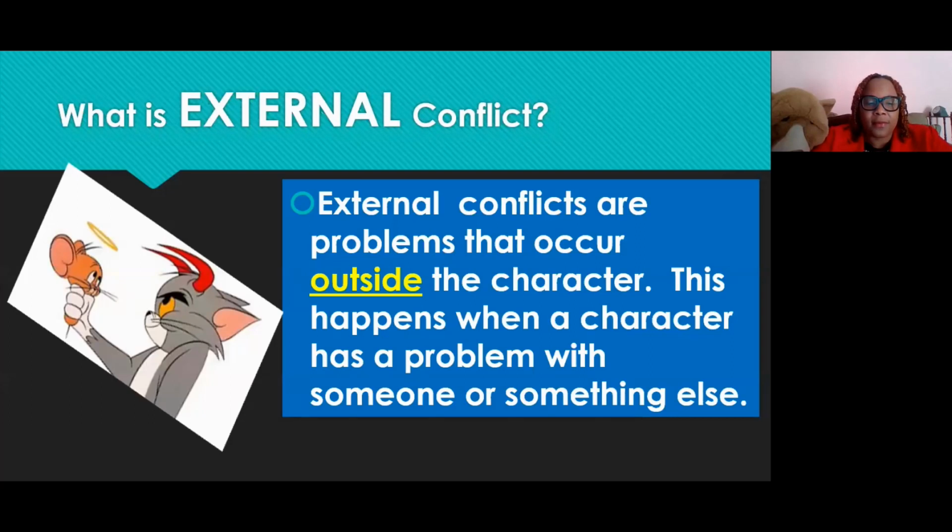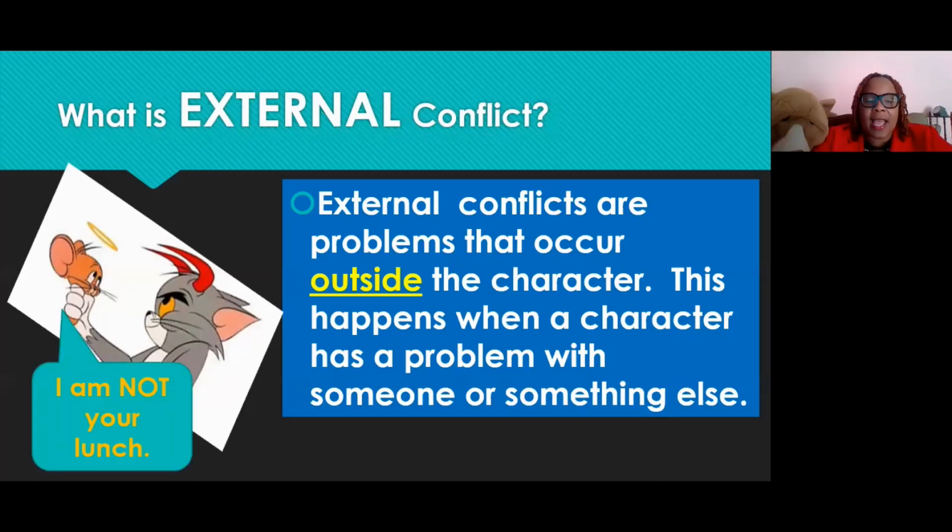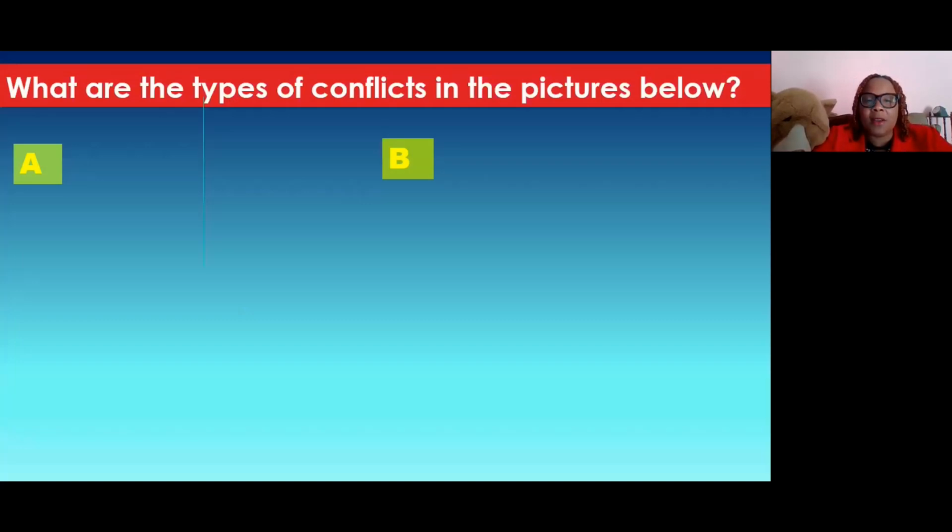Okay, there's bullying. Tom and Jerry are fighting. They are enemies. He wants to eat the mouse. He wants to catch the mice. Very good. So the mouse is saying, I am not your lunch. So clearly the cat is trying to eat the mouse, and he's been doing that for years. So for you and for me and probably our parents, we all have watched Tom and Jerry, and so far he has not eaten the mouse yet. Praise God.